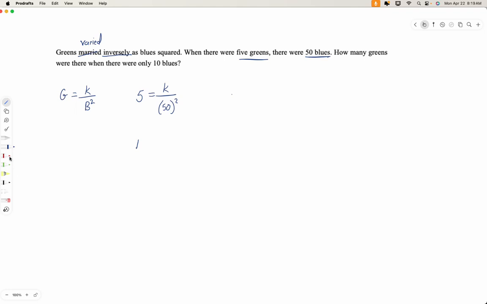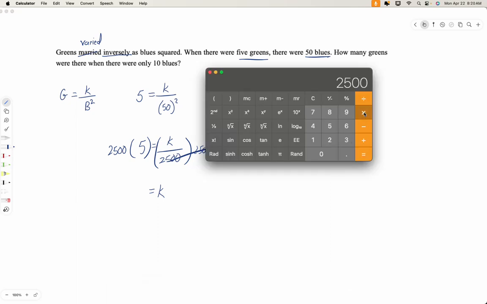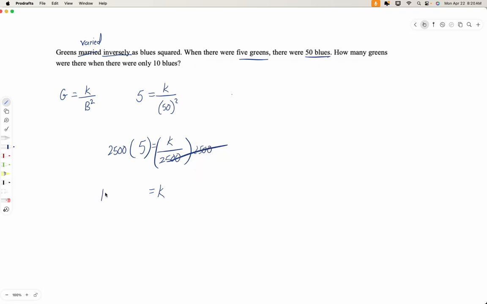So 5 is equal to K over 2,500. How do we get rid of this and solve for K? We multiply everything by 2,500. Then that would cancel each other out, which would leave K by itself. So now we just have to multiply 2,500 by 5. So we pull our calculator back up and say times 5. So 12,500 is the value of K.